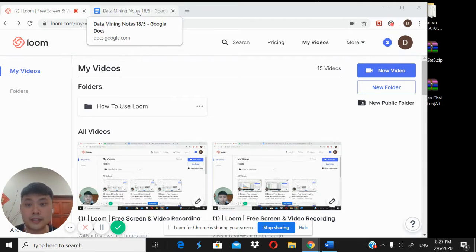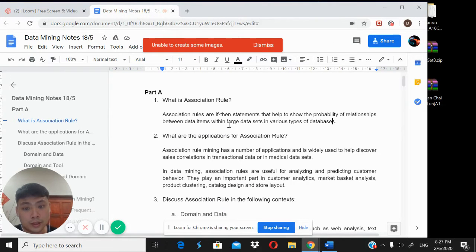So today I'll be discussing the association rule. So what exactly is association rules? Association rules are actually if-then statements that help to show the probability of relationships between data items within large data sets in various types of databases.